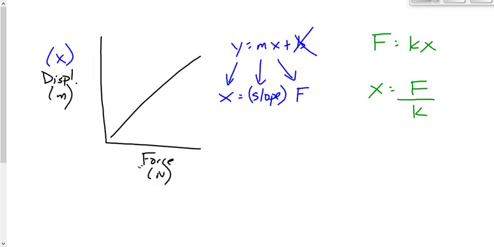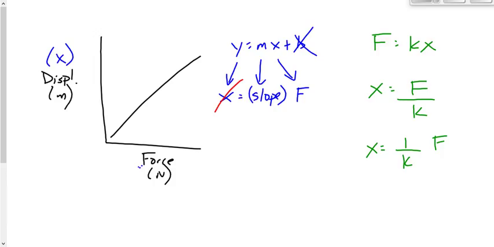Now I'm going to go one more step. I don't really have to, but I'm going to. Do you agree that x is equal to 1 over k times F is the same as F over k? I didn't need to do that. If you didn't do that step, that would be okay. But you'll see in a second why I did that.